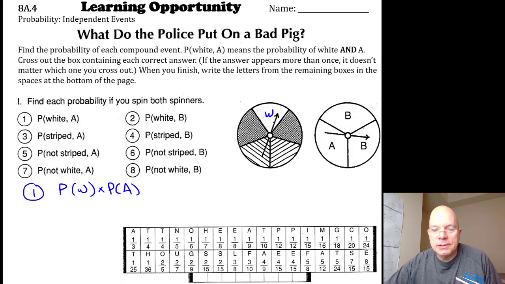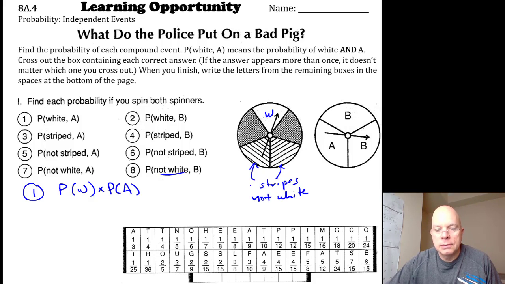This is the white space. These are considered striped. Also not white, not white. So these are also not white. So when they say striped, they're referring to these two spaces. When they're saying not white, they're referring to any of the spaces that are not white.